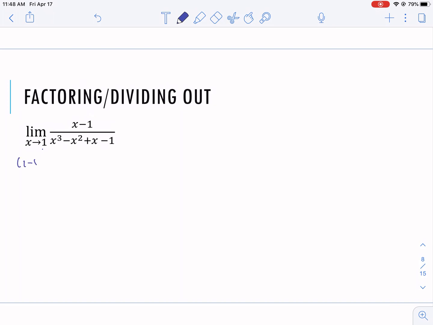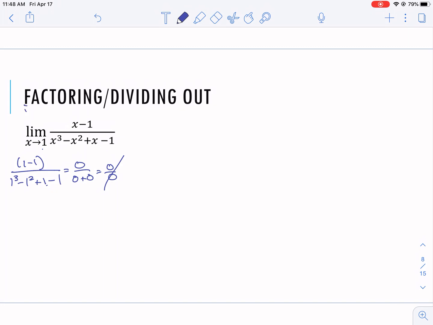Well, 1 minus 1, and then I'm going to plug in 1 cubed minus 1 squared plus 1 minus 1. Well, if we look at this, 1 minus 1 is 0. Then 1 cubed is 1, minus 1 is 0, and then 1 minus 1 is 0. So I get 0 over 0, right? That's something that doesn't exist. So if I plug 1 into this function, it does not work.